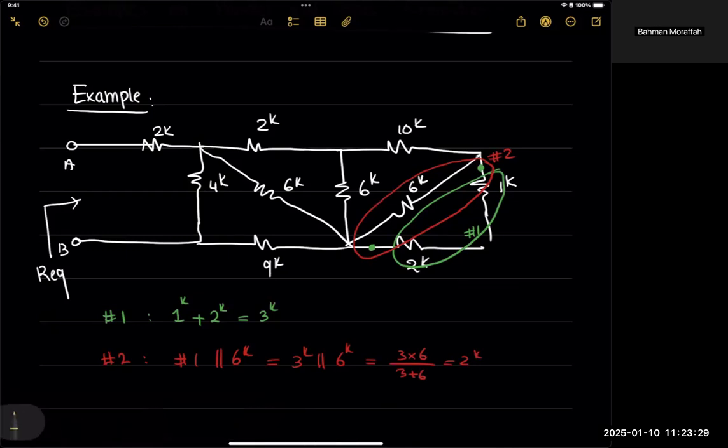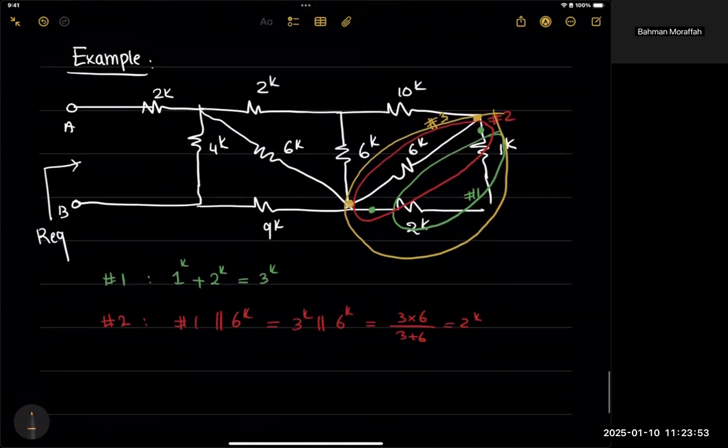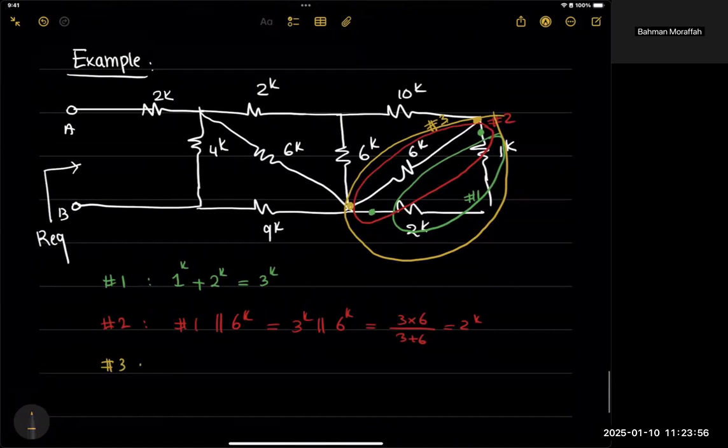If I want to simplify it further, there is going to be a resistance between this point and this point. So I'm replacing the whole thing here. If I want to do the simplification a little more, let's call it number 3. Number 2 is in series with this 10K. So number 3 is number 2 in series with 10K, which is 2K plus 10K, which is 12K.